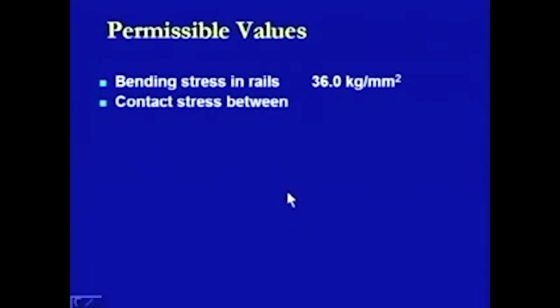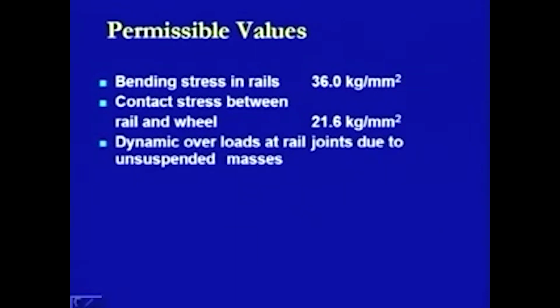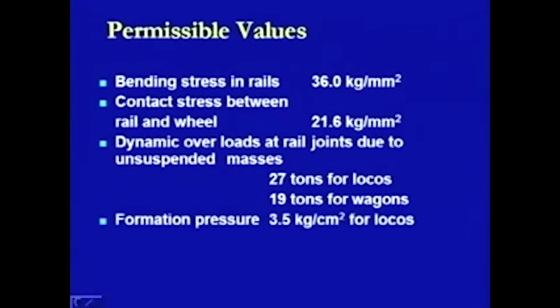Now we come to certain permissible values. The permissible value in the case of bending stress in rails is 36 kg per mm square. The contact stress between rail and wheel is 21.6 kg per mm square. The dynamic overload at rail joints due to unsuspended masses is 27 tons for locomotives and 19 tons for wagons. The formation pressure is 3.5 kg per centimeter square for locomotives. It is 3 kg per centimeter square for wagons.